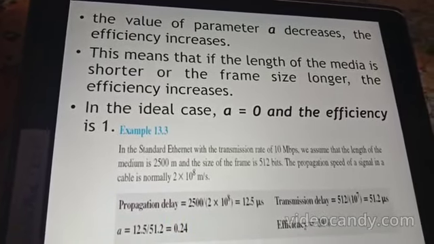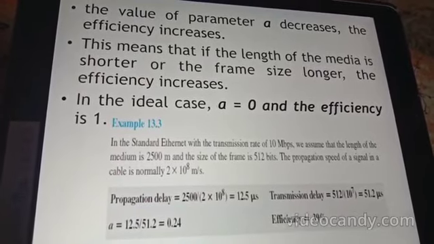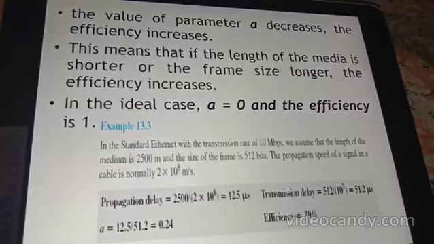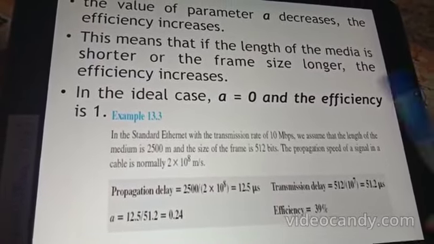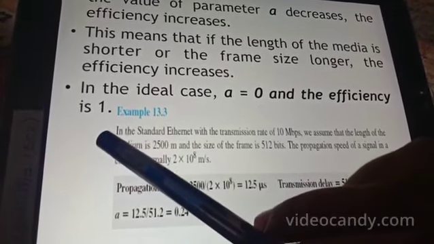Now as the value of a decreases, the efficiency would definitely increase. This means that if the length of the medium is shorter or the frame size is longer, efficiency increases. In the ideal case, if we consider a to be 0, then efficiency would be around 1 or 100%.